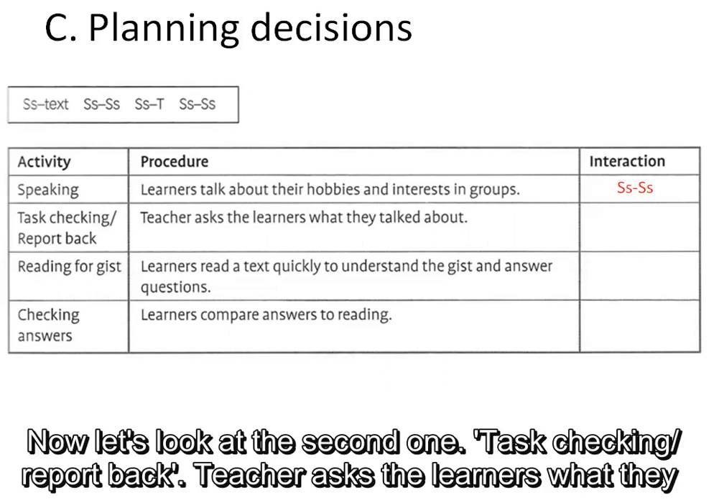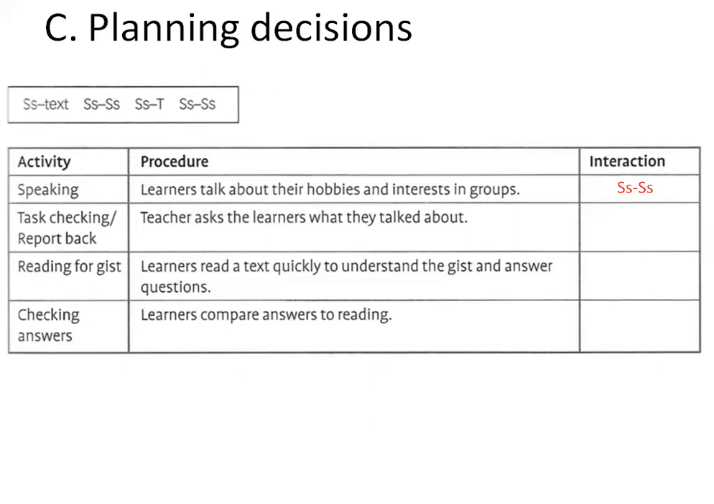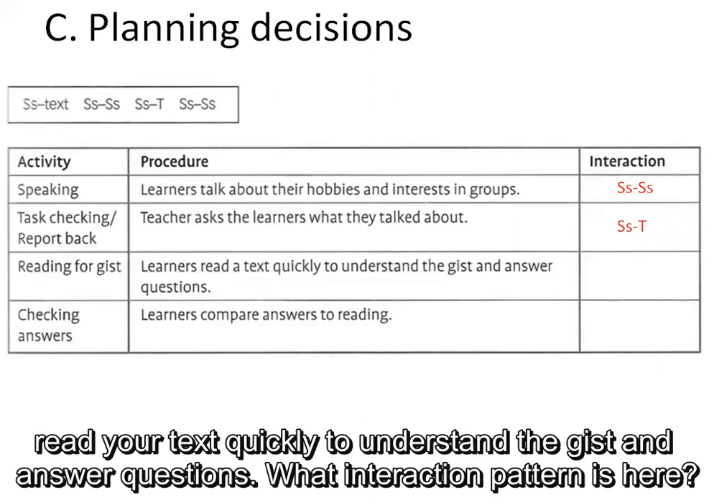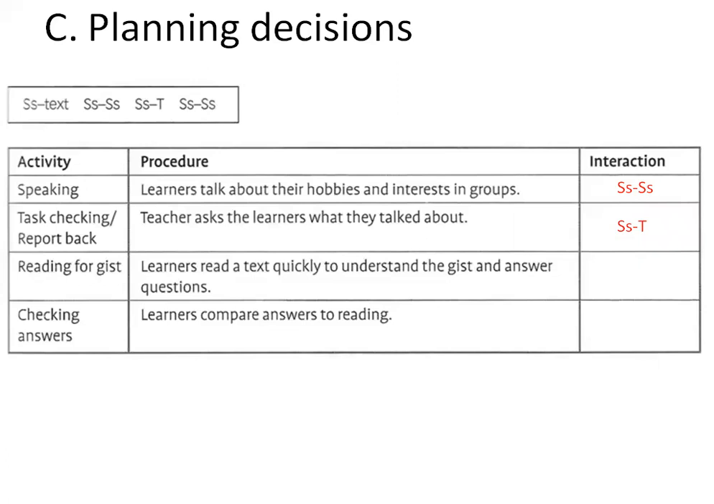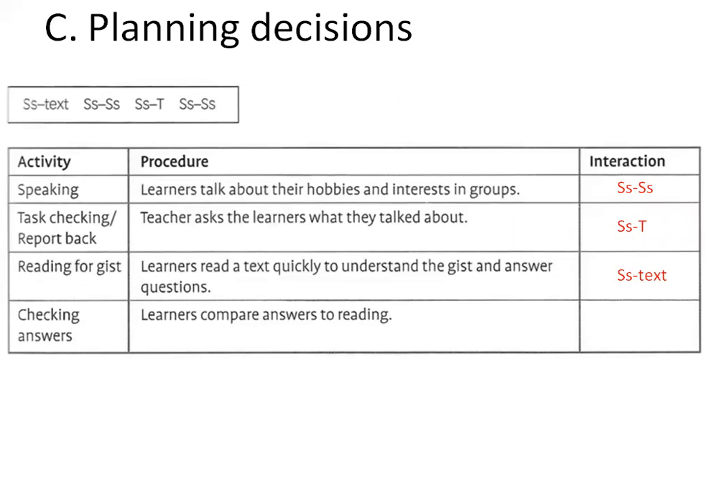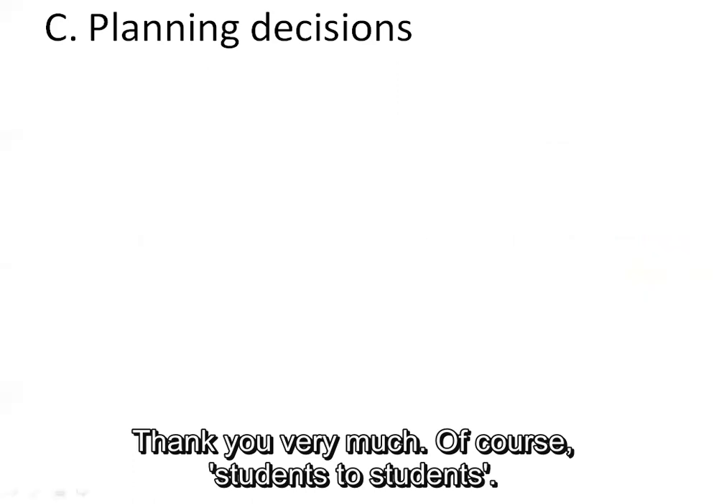Now let's look at the second one. Task checking, report back, teacher asks the learners what they talked about. Okay, so what interaction pattern do you think is supposed to be used here? And this is students to teacher, of course. Next one, reading for gist. Learners read the text quickly to understand the gist and answer questions. What interaction pattern is here? Students to text. Checking answers, learners compare answers to reading. Of course, students to students. Okay, good. Next.